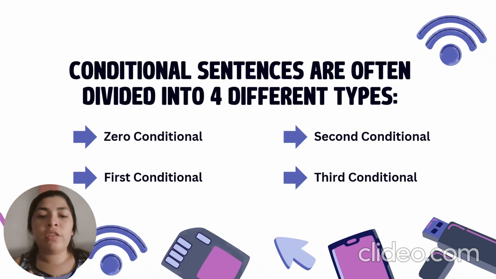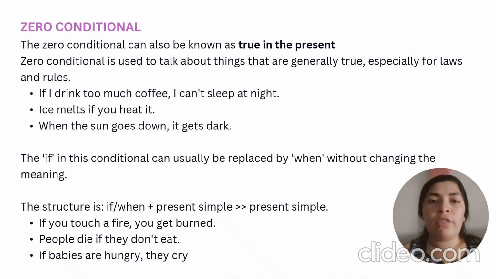Conditional sentences are often divided into four different types: the zero conditional, the first conditional, the second conditional, and the third conditional. So let's start with the first type of conditional. We have the zero conditional. The zero conditional can also be known as true in the present. Zero conditional is used to talk about things that are generally true, especially for laws and rules. That is why we call it true in the present, because it's something that is generally true and is in the present.